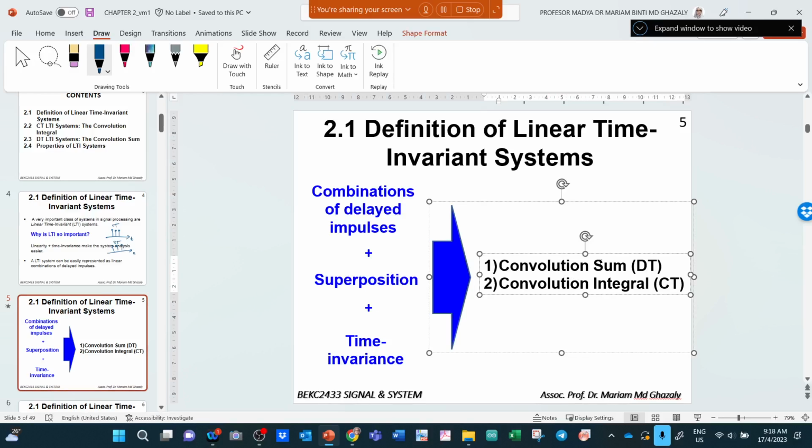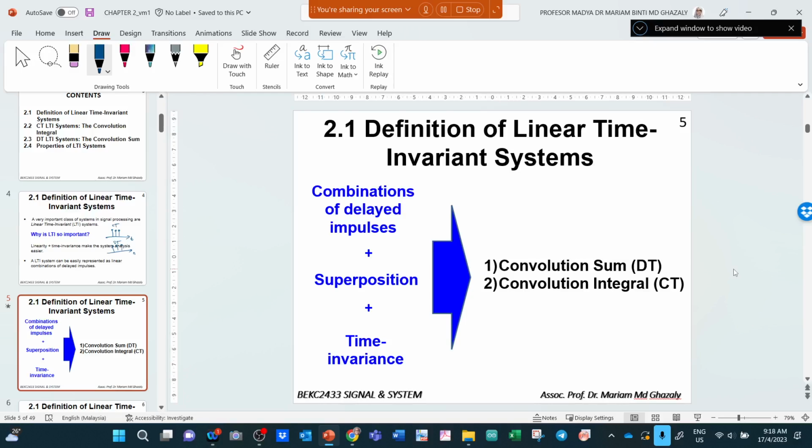So based on that, you have two types of convolution: convolution sum and convolution integral. I have mentioned in previous classes, when you have a block diagram like this, you have an input xt and output yt. The inner part is normally a gain in chapter 1. Remember, chapter 1 it was a gain. What is gain? It means just a value, such as 2, 4, 5 and so on.